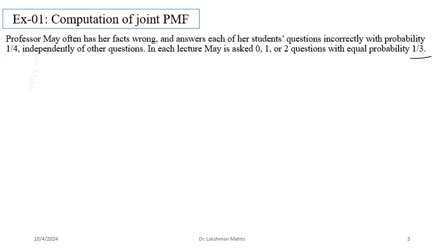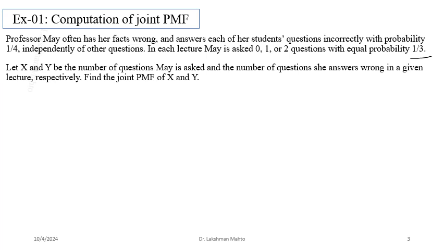That means with probability 1 by 3, she will be asked 0 questions. With probability 1 by 3, she will be asked 1 question. With probability 1 by 3, she will be asked 2 questions. So the probability of being asked 0, 1 and 2 questions, all have the same probability, 1 by 3, a uniform discrete probability distribution. Okay. Now, consider X and Y: X is the number of questions May is asked, and Y is the number of questions she answers wrong in a given lecture.